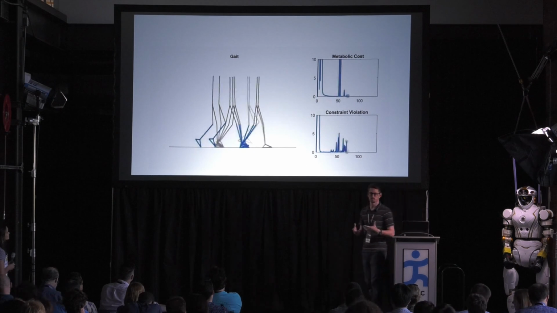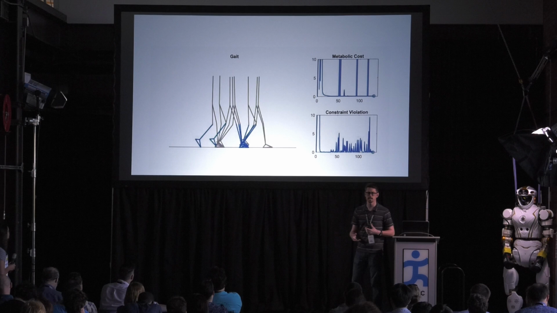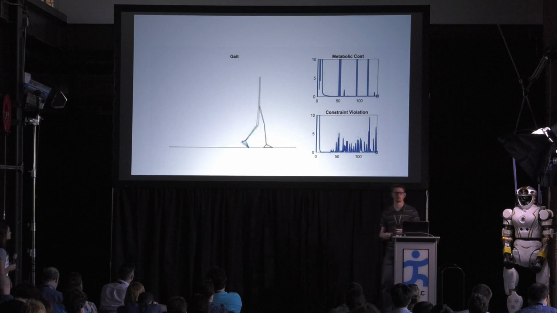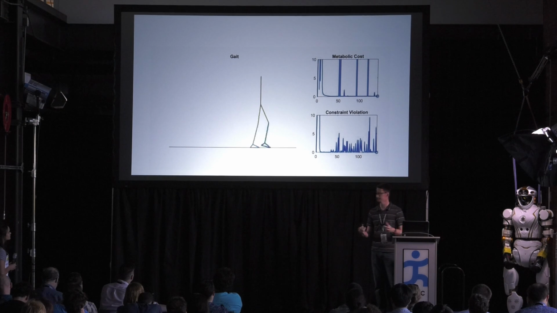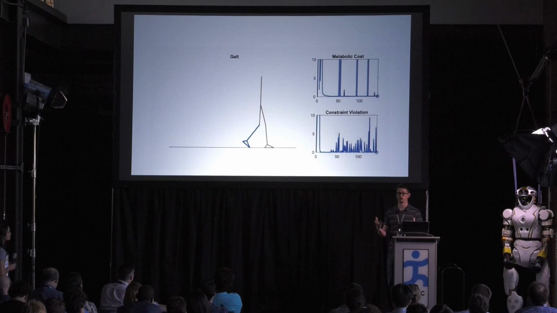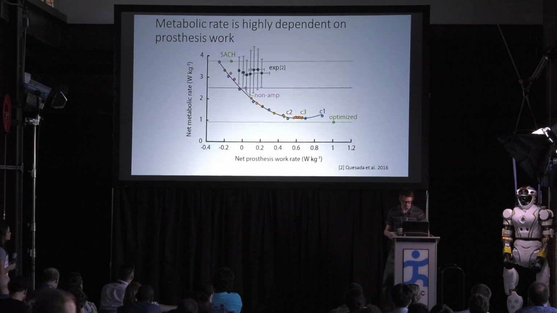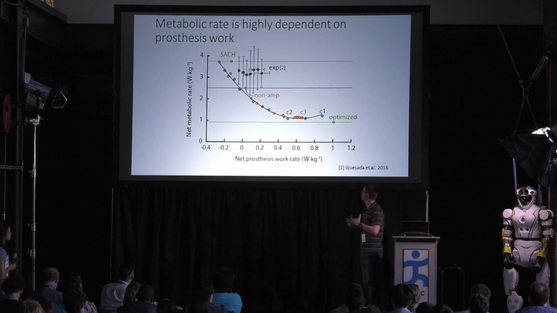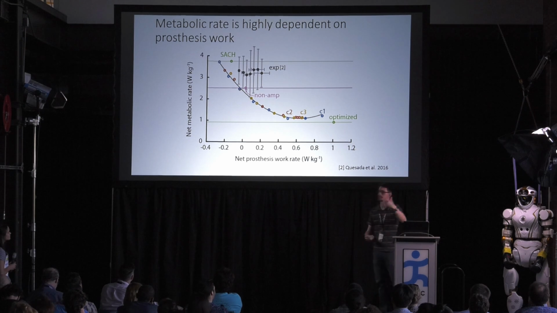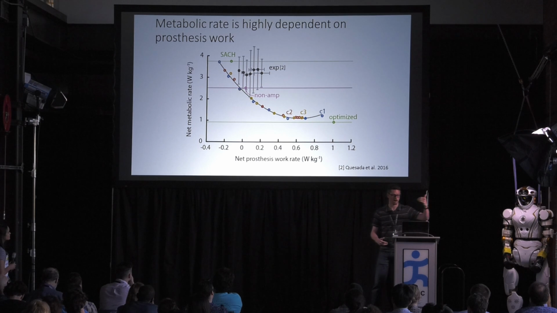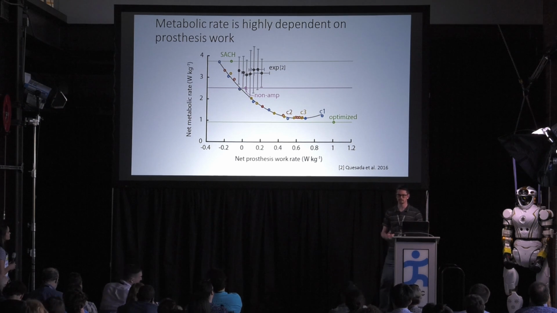So we can run this using a variety of initial seeds. Typically the optimization runs for about a half hour to 4 hours, depending on how nice it's being that day. But we can run it using all of our different controllers at a variety of different work levels. And when we do, what we get out is a relationship between net metabolic rate and our prosthesis work rate. As we add in work with the prosthesis, we get a benefit with our metabolic cost.